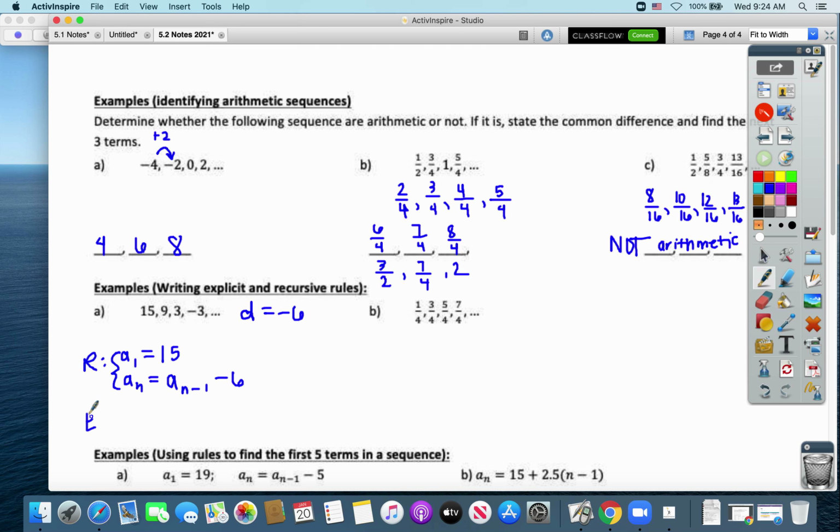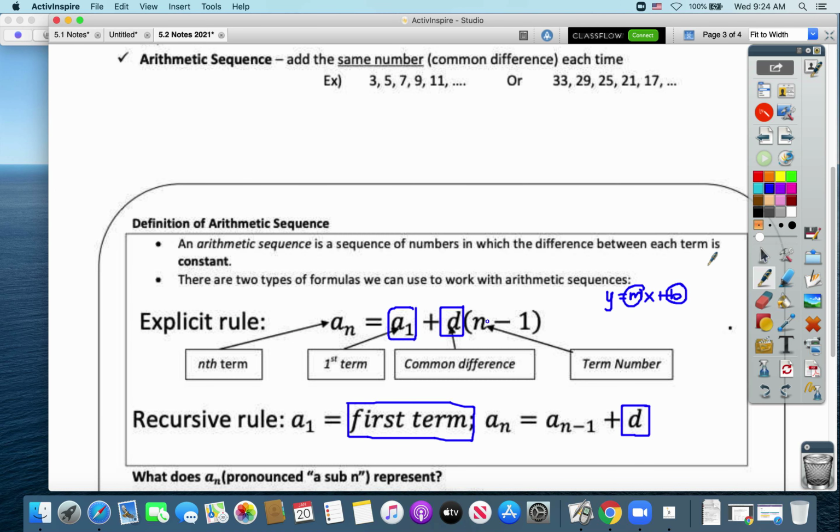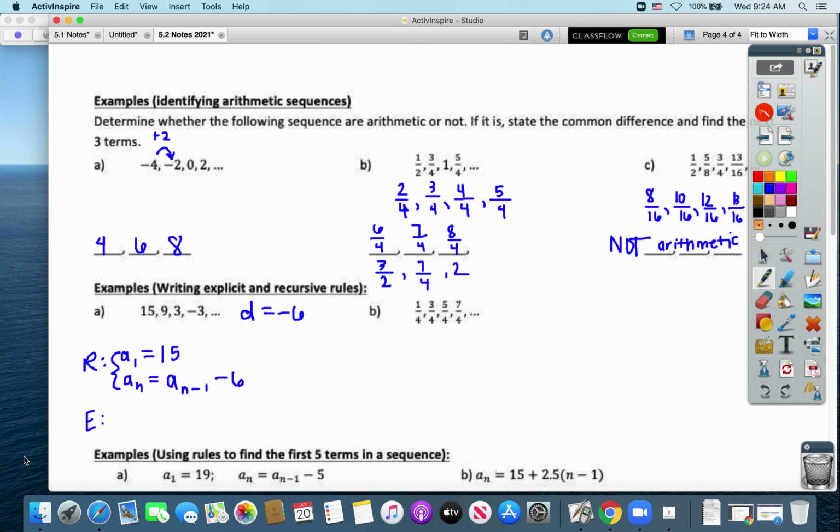Then the explicit rule, again, I don't expect you to have this rule memorized, so go back to it, look at it. We have a sub n equals our first term, which is 15, plus the common difference. In this case, it was -6 times n minus 1. And that's it. There's our recursive rule. There's our explicit rule. Then the next one, we have 1/4, 3/4, 5/4, and 7/4.